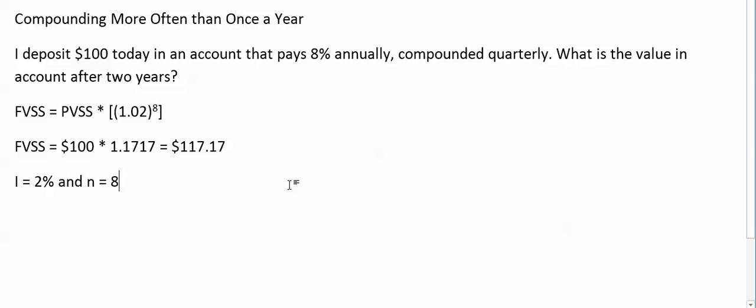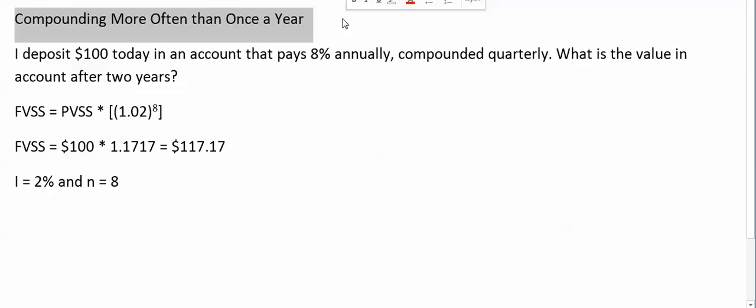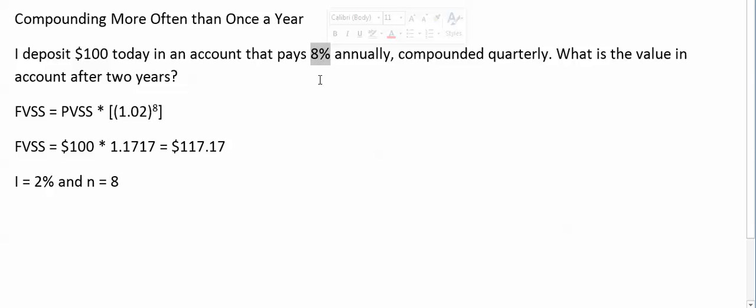The process works this way for every single type of time value of money question. If you've got compounding more often than once a year, always take your interest rate and divide it by the number of compounding periods in a single year. You'll notice I didn't take this 8% and divide by 8 quarters, because there's not 8 quarters in a year.